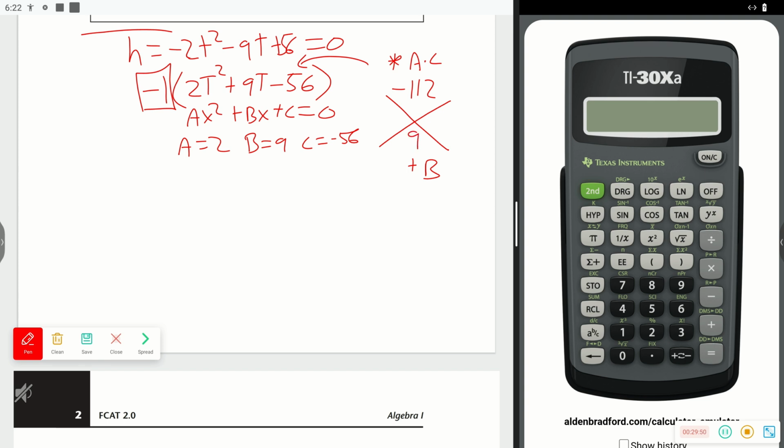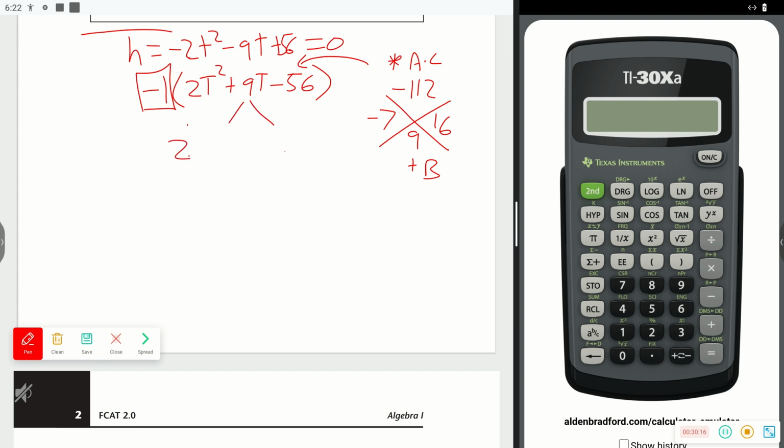So what we want to do is list all of our factors that will add to 9 and multiply to negative 112. If you want to, you can list all your factors, but I actually know that it's going to be -7 and 16. And for the AC method, we're splitting our b term up into those two factors.